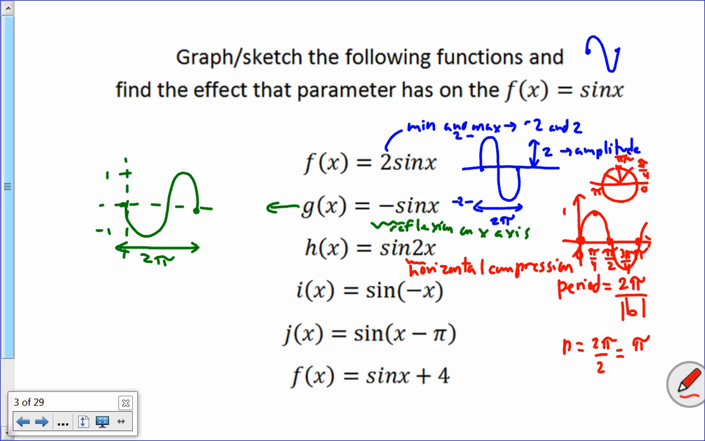Sine of negative x. What's going to happen if there's a negative here, in front of your x, if your b is negative?